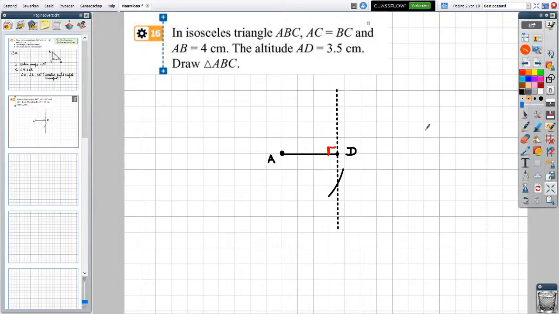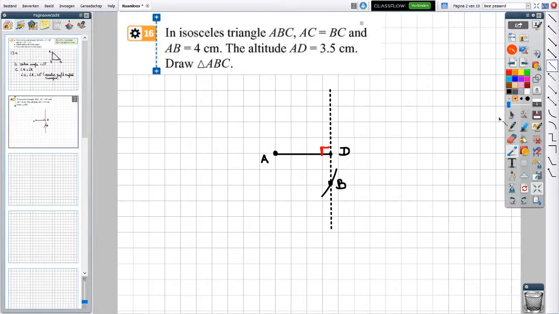So in this case, point B must be here. Why? Because this distance is now exactly 4 centimeters. So I could now already draw this line right here. This line is part of AB. But where exactly is, in this case, point C?